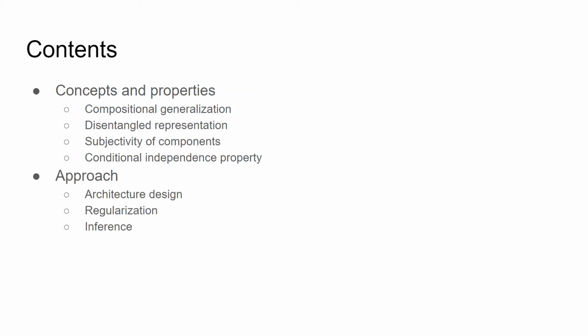More precisely, I will talk about the following topics. I will first introduce concepts and properties. This includes the definition of compositional generalization. Then, disentangled representation, which is an important concept for compositional generalization. Then I will discuss the subjectivity of components, and I will talk about conditional independence property for compositionality. The second part is an approach to enable conditional independence property. The approach includes architecture design, training, and inference. I will start with concepts and properties.